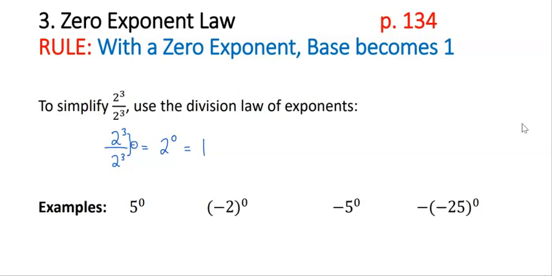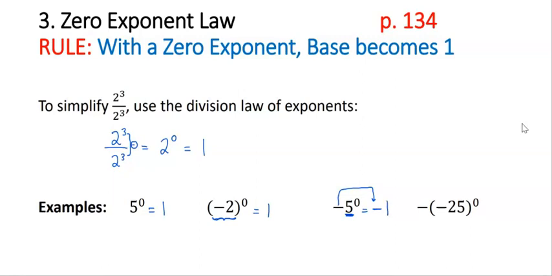So let's look at these examples below. We have 5 to the power of 0, that equals 1. We have negative 2, all in brackets, to the power of 0, that equals 1. But then we have these pesky ones we have to remember. Here we have negative 5 to the power of 0. The base is 5. The negative is hanging out there, wanting to come to the answer. So 5 to the power of 0 is 1, but that negative gets brought forward.